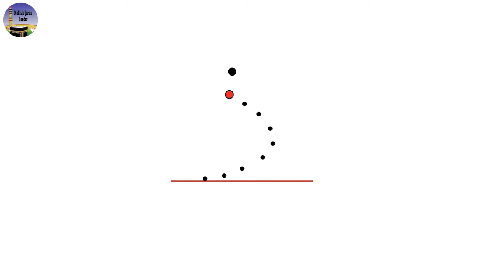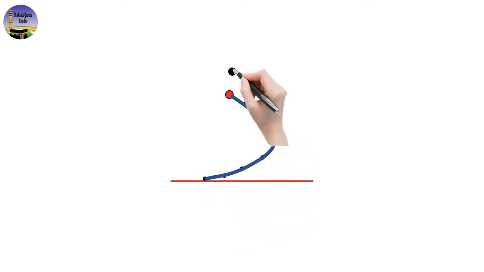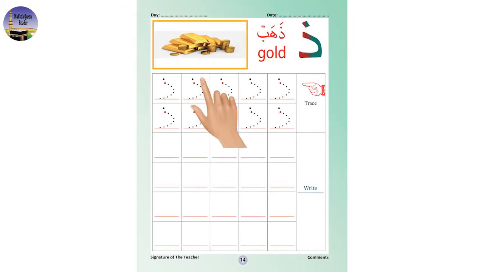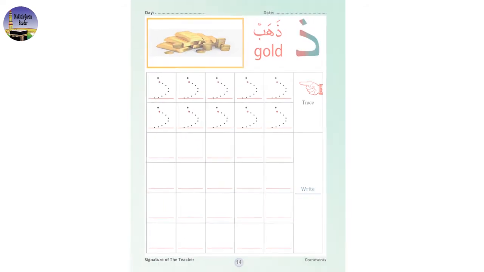Third one. Arabic starts from the right side. Start from the red dot. Slide down. Make a big curve in the left. Touch the red line. And give one dot above the letter Zal. Zal for Zahabun. Zahabun means gold.